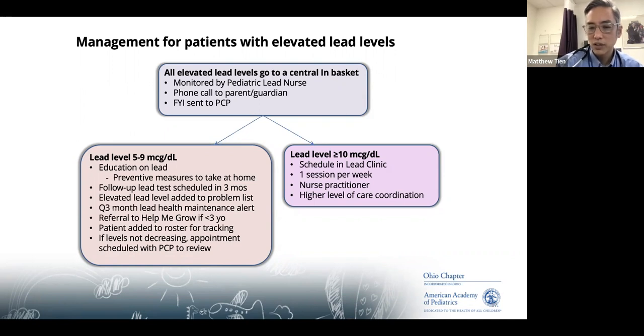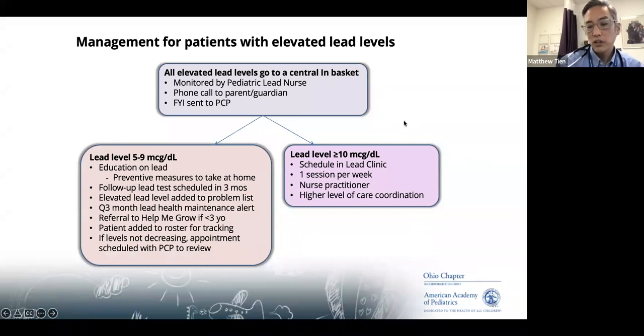I'll talk more about the composition of our team, but we have a full-time lead nurse here at Metro Health now. She provides a phone call to the parent or guardian. Sometimes the parent or guardian is hard to reach, so they usually try several times. They'll use text messaging, and they'll use the patient portal to message if they're having trouble. They'll send out a letter as a last-ditch effort if they can't reach them. They'll loop in the PCP, so the PCP is kept up to date about the elevated lead level and whether the parent was able to be reached and given education.